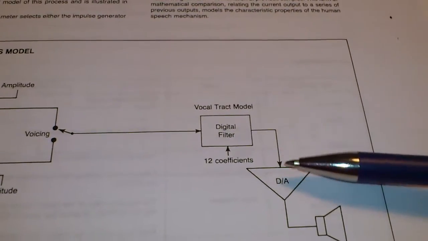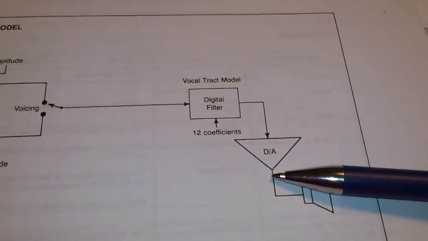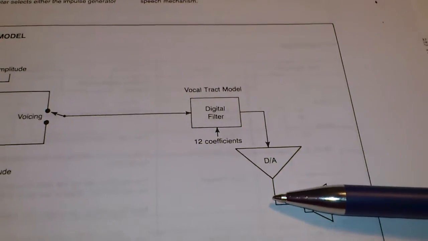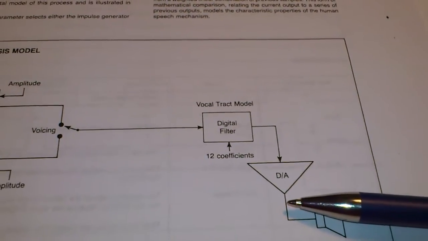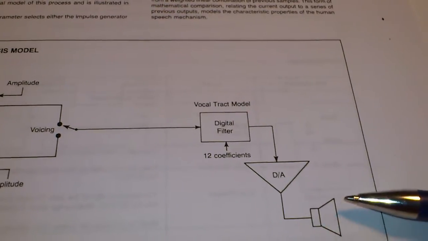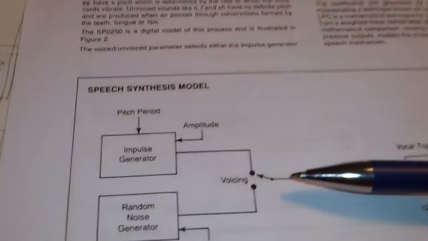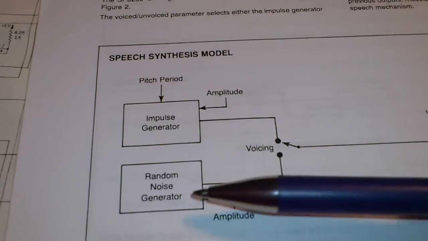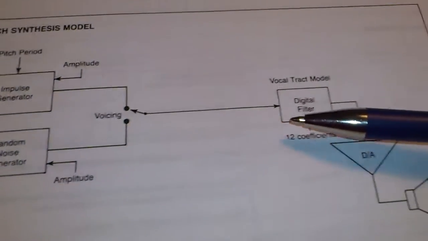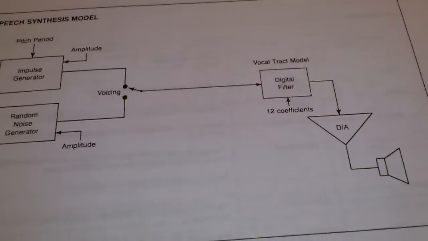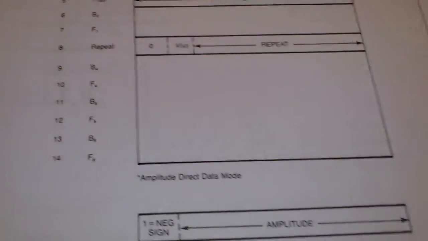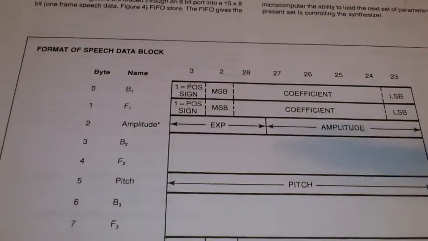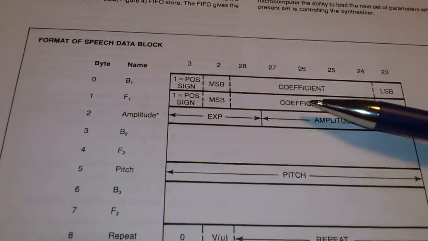And then you DA convert it, and then there is a filter here, which you don't see, a 5 kHz filter, which is taking off all the noise components that you have inside the result, and then you get it out on the speaker. You can also configure it unvoiced, which means that you have noise that you can modulate with those kinds of filters. The interface for the SP0250 is weird because it uses sign magnitude representation for the coefficients.